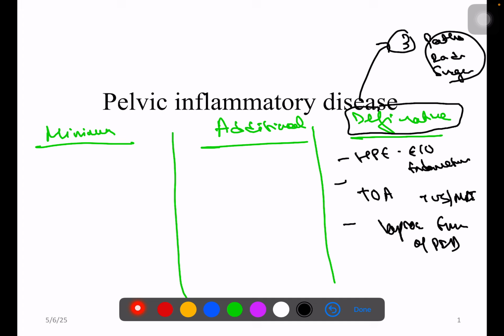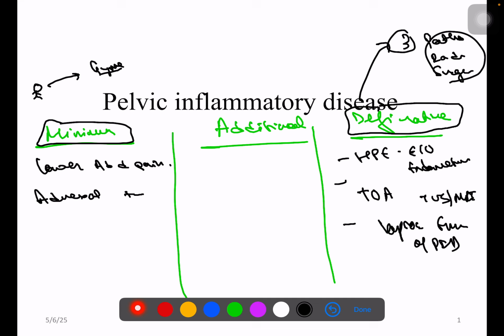Now, whenever we talk about the minimum criteria, it means the patient says something and then comes to the department. See here, it's very easy. In minimum criteria, there is one patient, she goes to the gynae department and says, ma'am, I am having lower abdominal tenderness, lower abdominal pain. So I just have this feature. Now see, I'm not evaluating anything. She just says that she's having lower abdominal pain. I go for an examination.